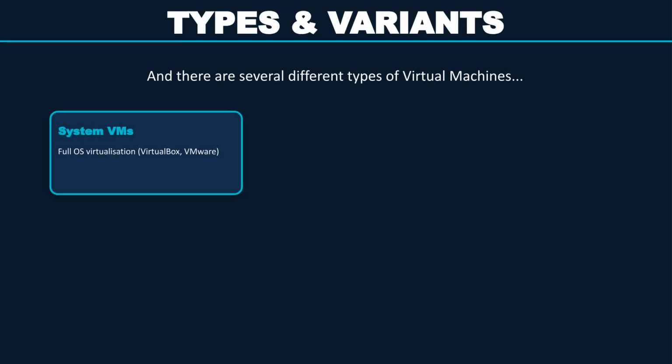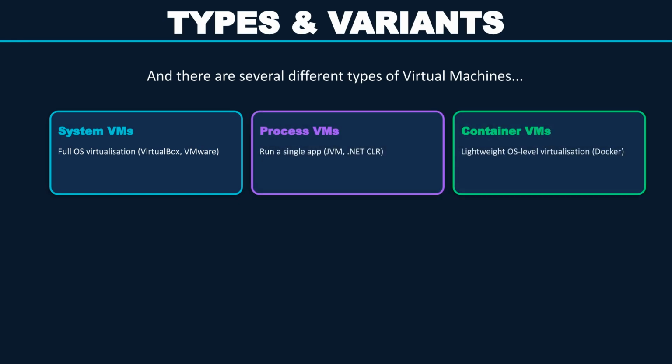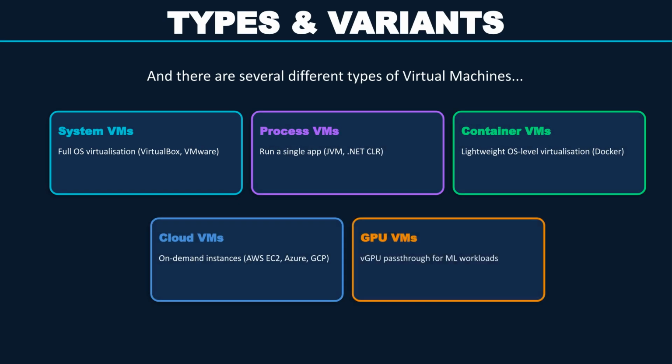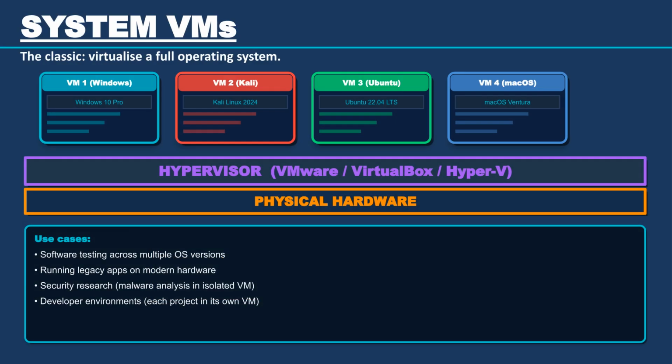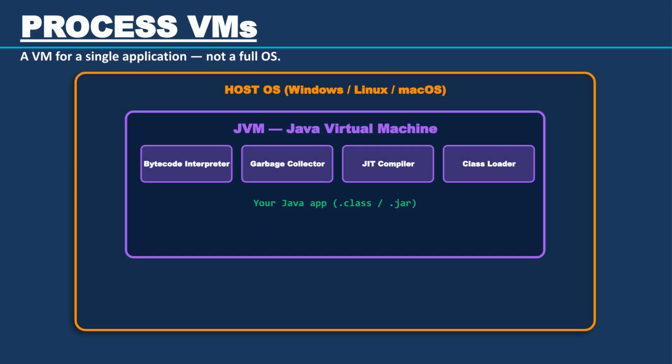There are several different types of virtual machines, including system VMs, process VMs, container VMs, cloud VMs, and GPU VMs. System VMs are the classic type, virtualizing a full operating system like Windows, Linux, or Mac OS. They sit on top of a hypervisor, which in turn runs on physical hardware. Process VMs, such as the Java Virtual Machine, are designed for running a single application, not a full OS. They abstract the underlying operating system entirely, enabling the write once, run anywhere philosophy.